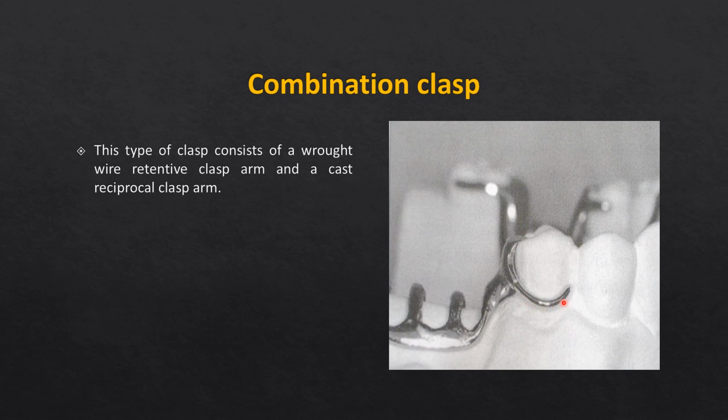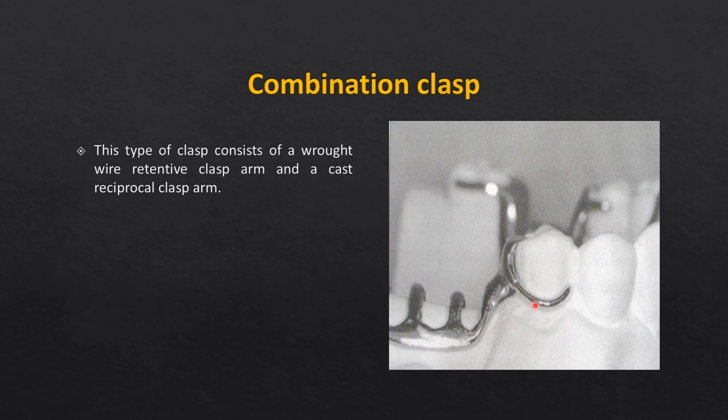So this is done when the undercut is large, and putting a cast clasp arm in a deep undercut will make the CPD framework very difficult to remove. In deep undercuts, when we have a wrought wire clasp, they are more flexible and therefore they can be easily placed in deep undercuts and they can be easily removed without difficulty by the patient themselves.